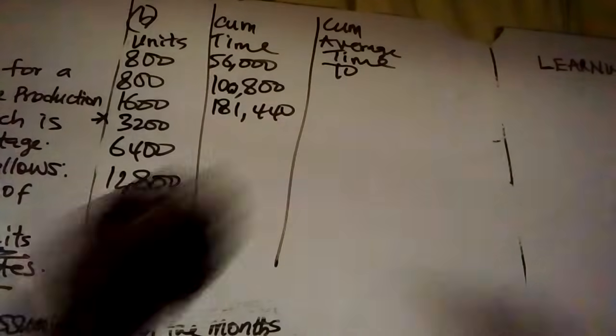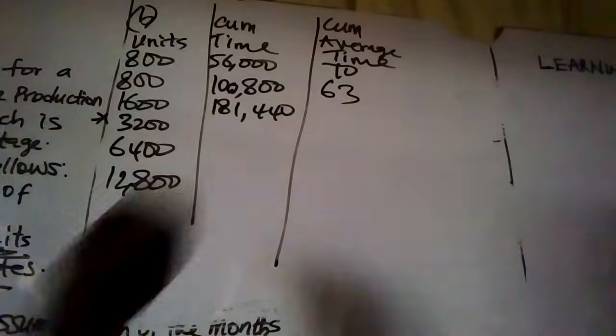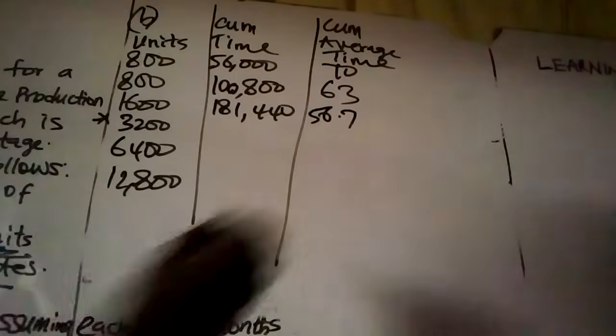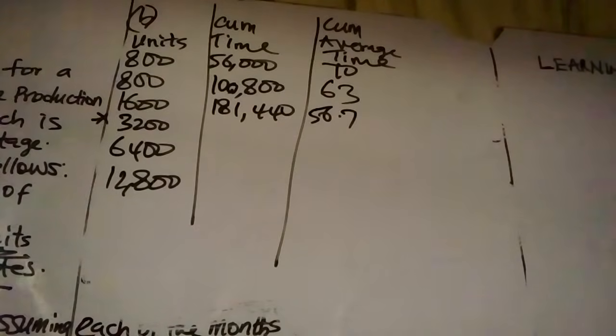Then we have cumulative average time. For the first output we have 70. The second one we have 63. And the third one we have 56.7. Sorry, there is rain here, and that rain might affect the quality of the video. I'm trying to complete the question.